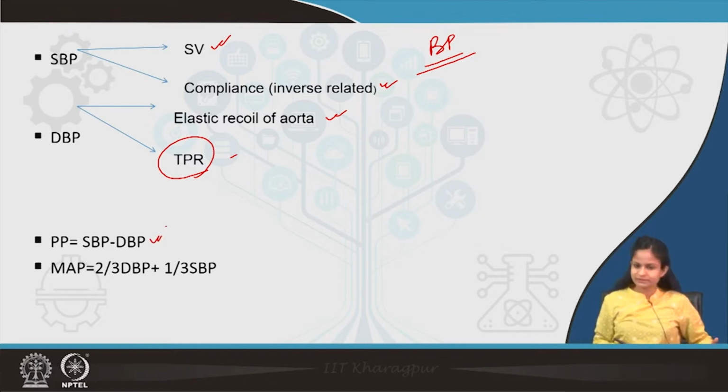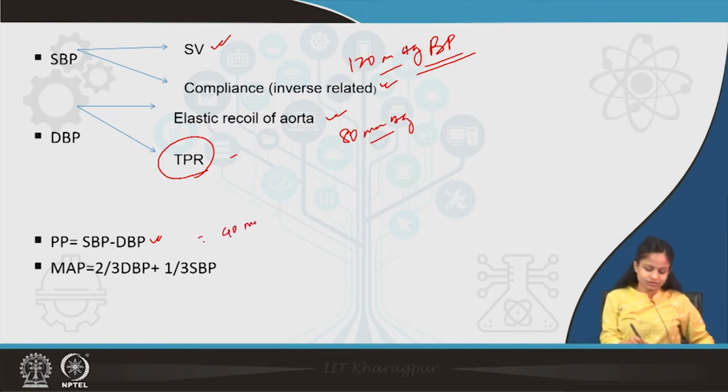So, what is the systolic blood pressure? Around 120 millimeter of mercury, if we are taking the average reading, I am not talking about the range. Diastolic blood pressure 80 millimeter of mercury. So, this pulse pressure will be 120 minus 80, that is 40 millimeter of mercury.